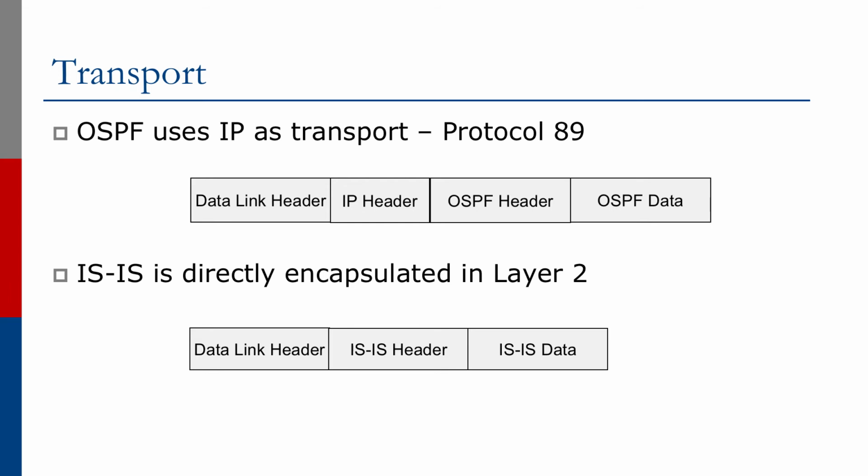What about the transport? OSPF uses IP as a transport, protocol number 89. ISIS is directly encapsulated in layer 2. It has no dependency on IP.